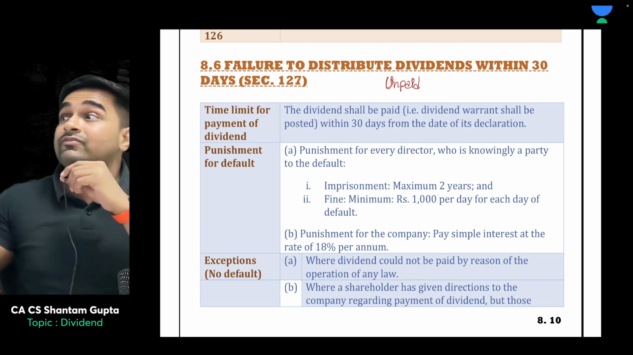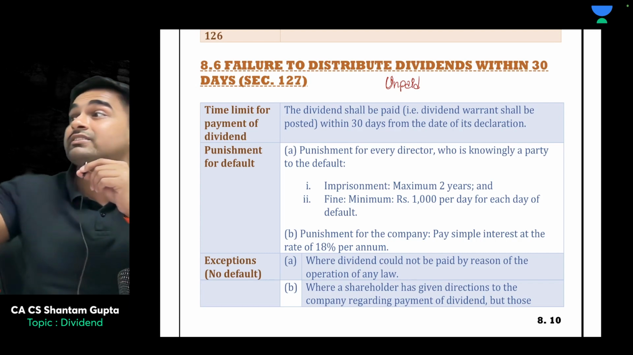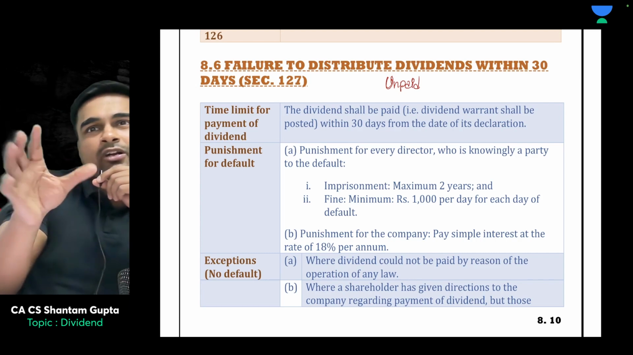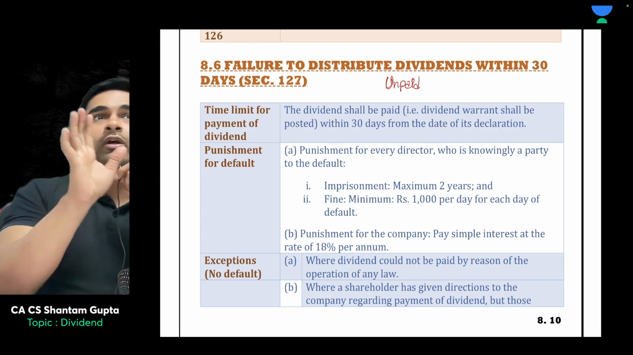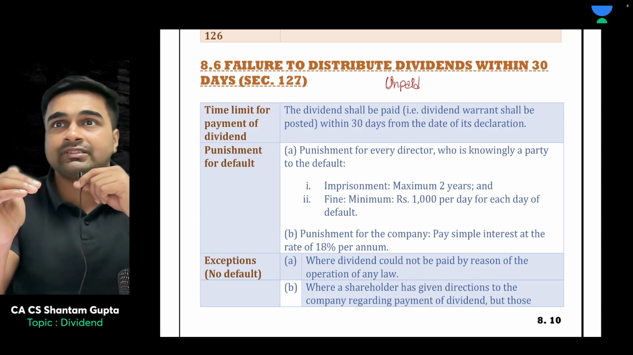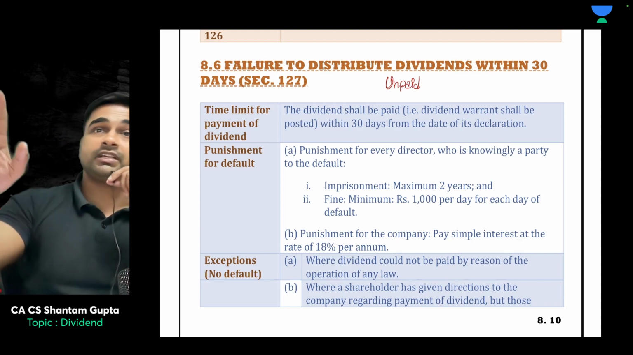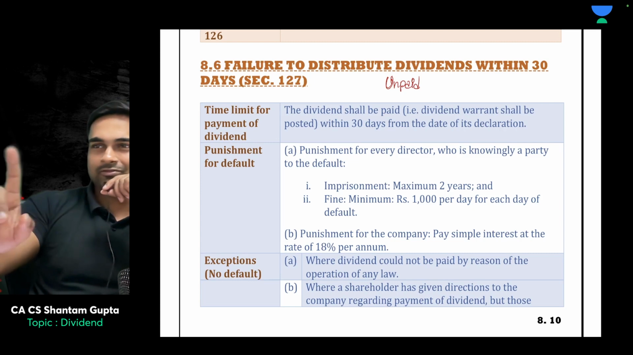12% if the company is defaulting in transferring dividend into the account in 7 days. So that is a matter of transfer only. So only 12% interest. Non-payment is the heavy offense, so interest is 18%. And guys, it is not a small penalty.